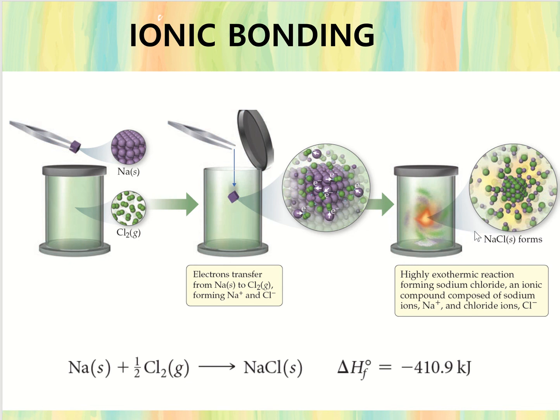When they react together, it's a highly exothermic reaction, and it forms, notice, the white solid here at the bottom, which is now an ionic compound composed of sodium ions and chloride ions. So what happens here is an electron transfer. The electron leaves sodium, and the chlorine actually gets that electron, and that is how it becomes negatively charged and therefore a chloride ion. And this is the equation for that reaction.